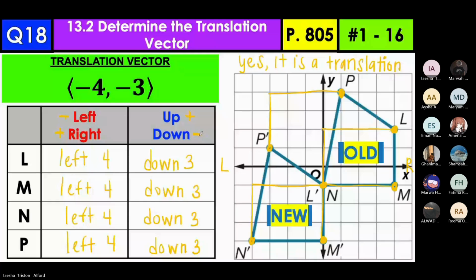Good question. So they all have to be left and they all have to be 4. If these two were left and these two were right, no, this is not a translation. They all have to be in the same direction and they all have to have the same number. So the vector, this number is left 4, so -4. Down 3, -3. So yes, it is a translation. This is my translation vector.